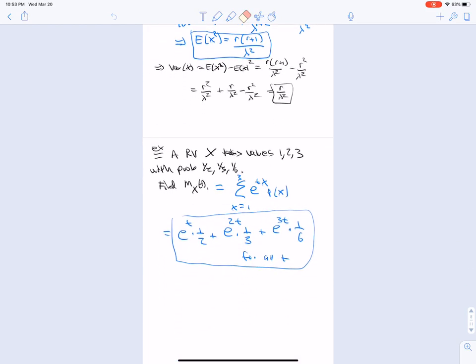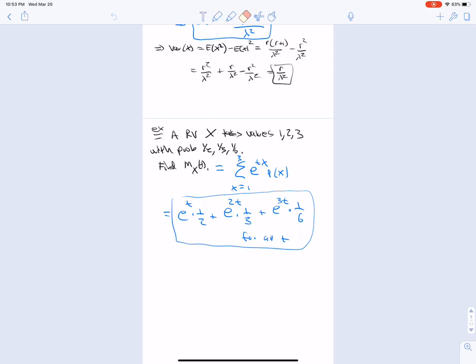If a random variable x takes values 1, 2, 3 with probabilities 1/2, 1/3, 1/6, the moment generating function just has 3 terms, and you can write out what it is, and that's for all t.